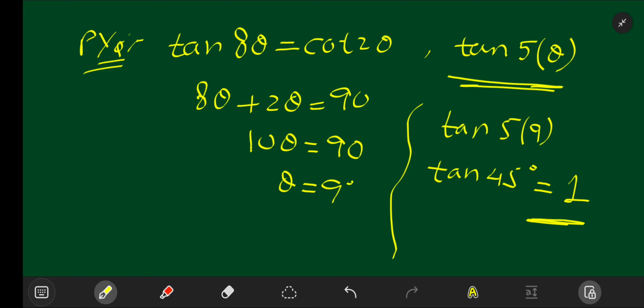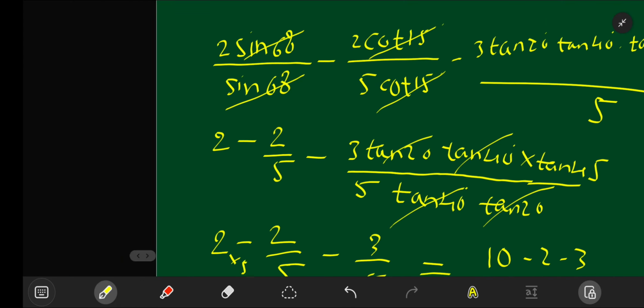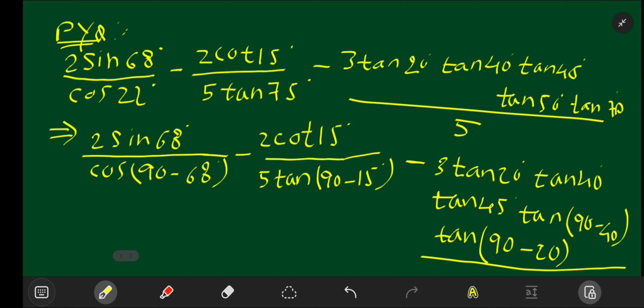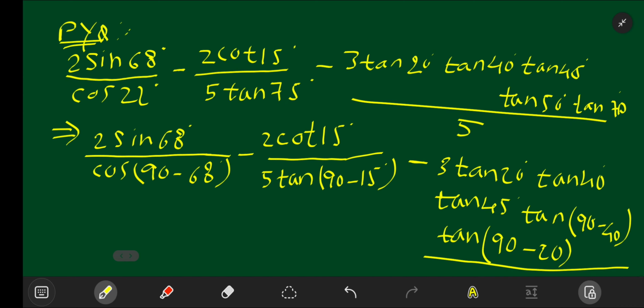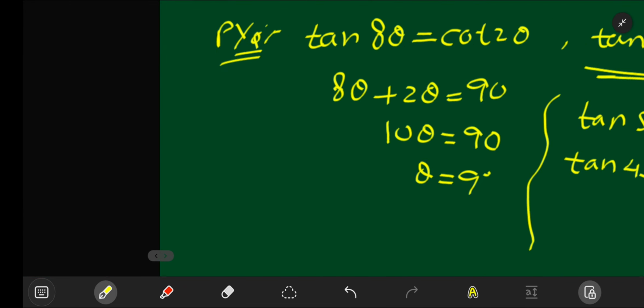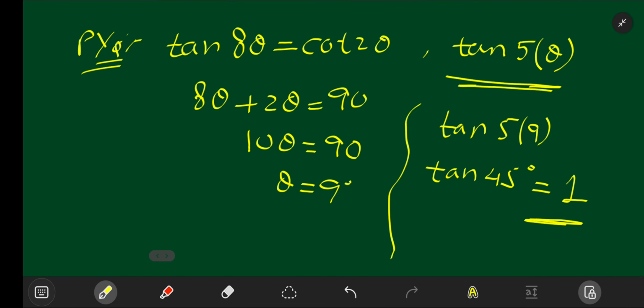In complementary angles, there are only two types. One is this type, 90 plus theta, 90 minus theta. Changing numerator or denominator, any one, you will get the answer. This is the first type, and this is the second type. Complementary angles, only two types. Only this one and that. Okay. Next.